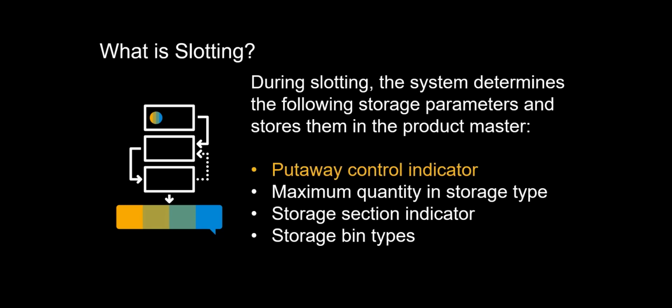During slotting, the system determines the following storage parameters and stores them in the product master. 1. Put-away control indicator. 2. Maximum quantity in storage type. 3. Storage section indicator. 4. Storage bin types.